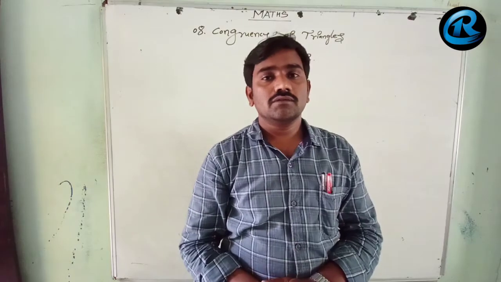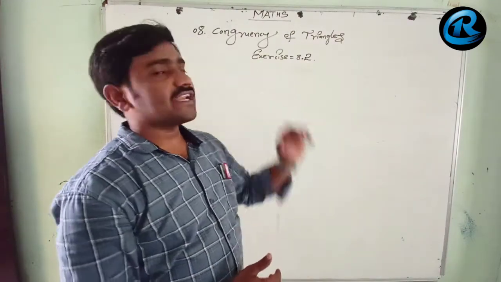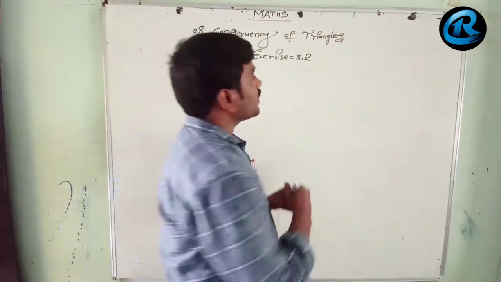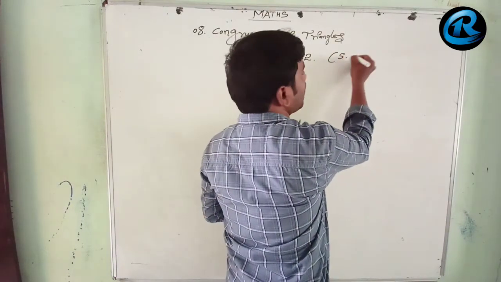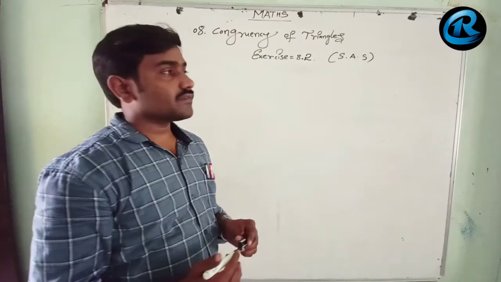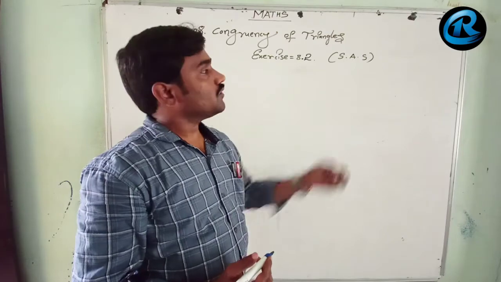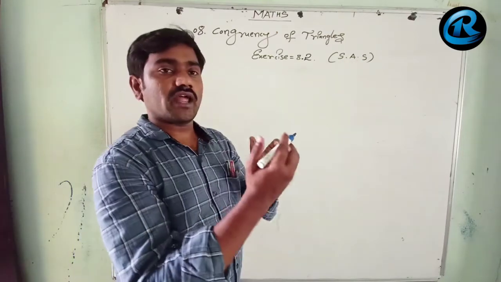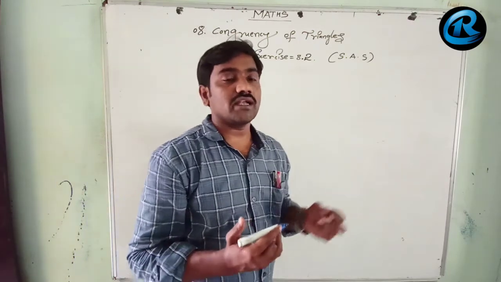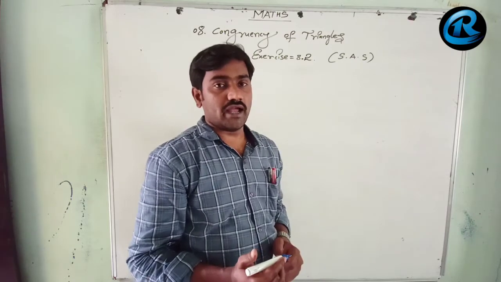Hi children, today you are going to learn 7th class chapter number 8, Congruency of triangles, in that exercise number 8.2. In exercise 8.2, we completely use the congruency rule of side angle side. What is the meaning of side angle side? The included angle between the two sides. So, two sides and one included angle of one triangle are equal to the corresponding two sides and included angle of a second triangle, and the two triangles are said to be congruent by the rule of side angle side.